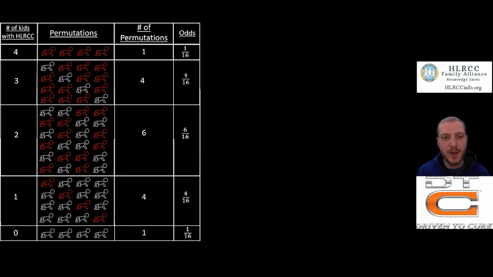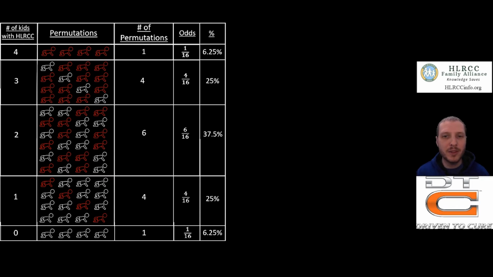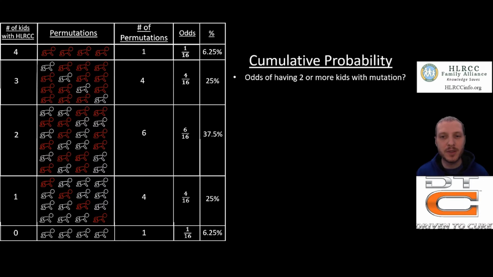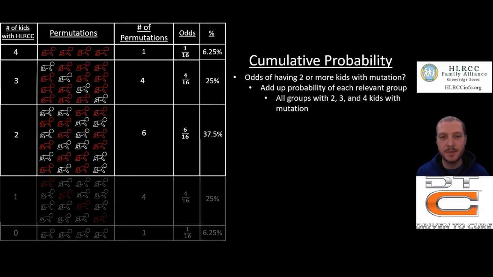And then we can see the remaining parts are going to mirror the first two parts, but up until now, we've only looked at how to find the odds of having exactly so many positive cases. But we can also look at the cumulative probability, or the chances of having more or less than a certain amount. Take, for instance, what are the odds of having 2 or more kids with HLRCC? In this case, then, we're going to look at group 2 and everything above it. So in cases where we have 3 kids with HLRCC, and even the last case where all 4 have it.